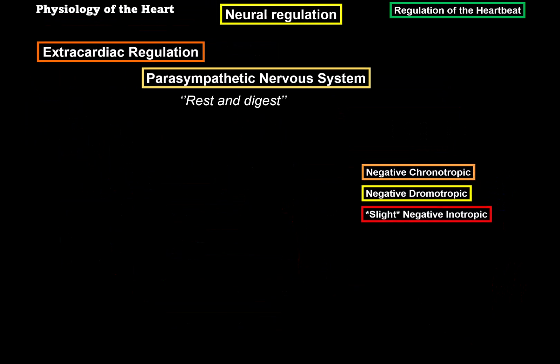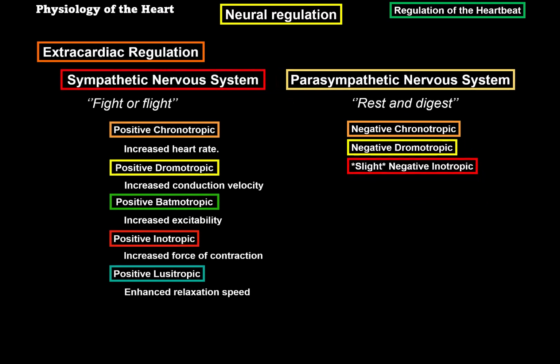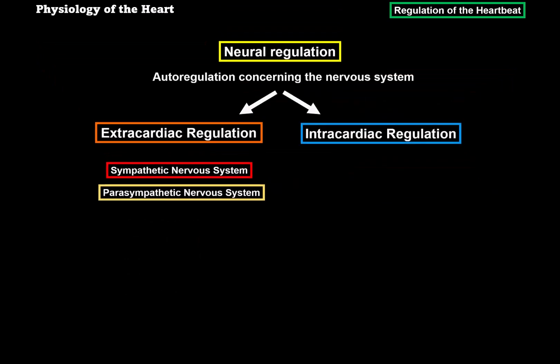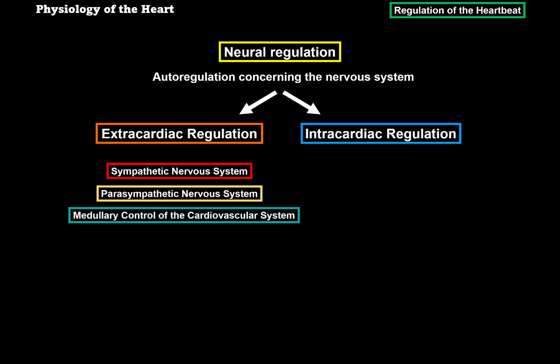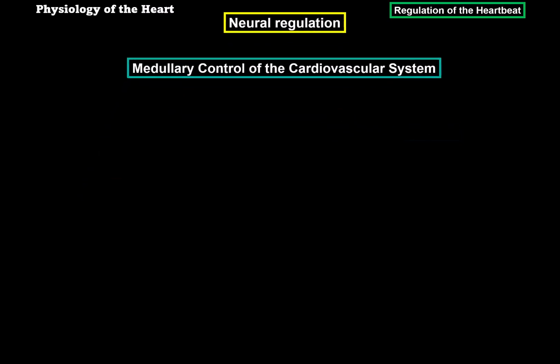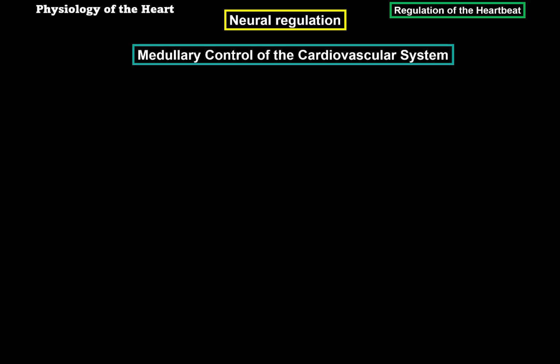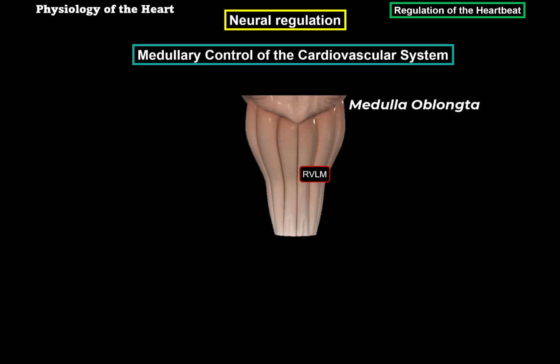So that was the overall effect of these two systems. Another system that's really important to mention here is the medullary control of the cardiovascular system. One of the major sources of excitatory input to the sympathetic nerves is a group of neurons located near the outer surface of the medulla, in the rostral ventrolateral medulla.